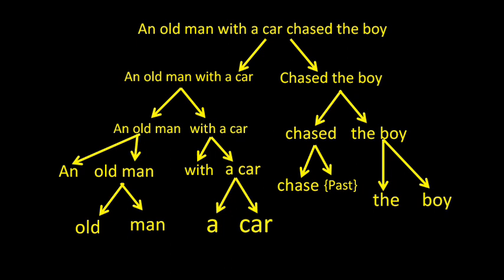We cannot divide these words further. So these words, an old man with a car says the boy, we cannot divide further. It is impossible to divide again. So we have got the smallest constituents of the sentence. So this is IC analysis, or immediate constituents.